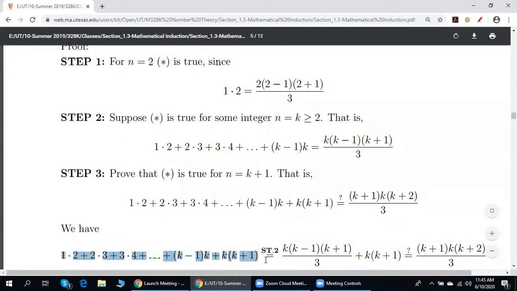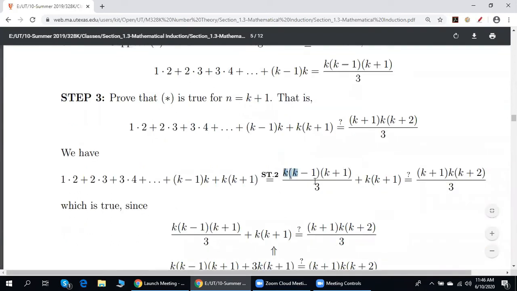Done. Note that by step 2, this, which is over here, is equal to k times k minus 1 times k plus 1 over 3. Done. We add the last term. Done. What we see in front of us here is the left-hand side. But the left-hand side should be equal to the right-hand side. So still question mark. We have to prove that this is equal to this.